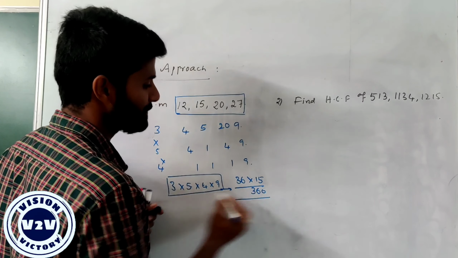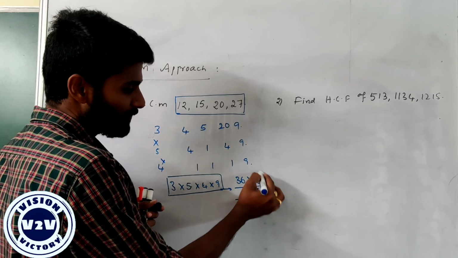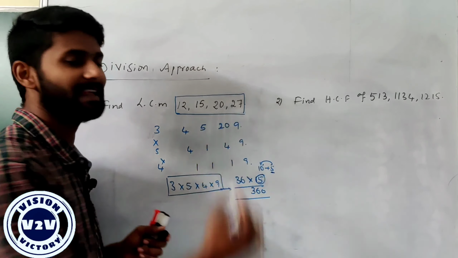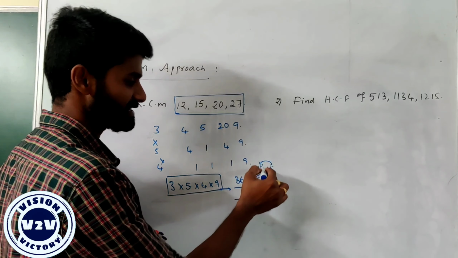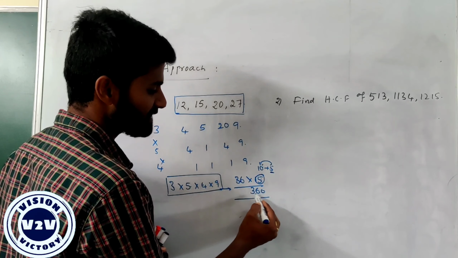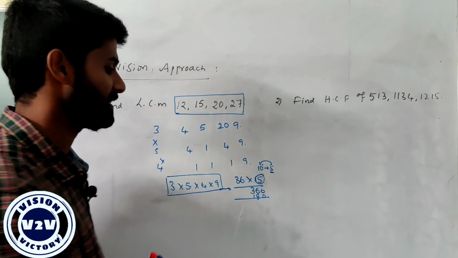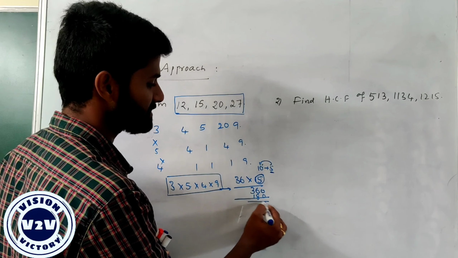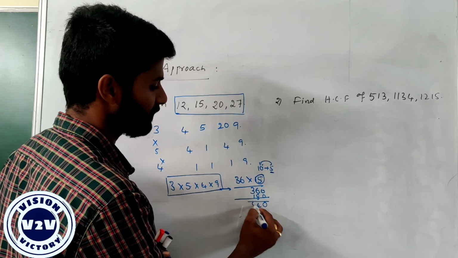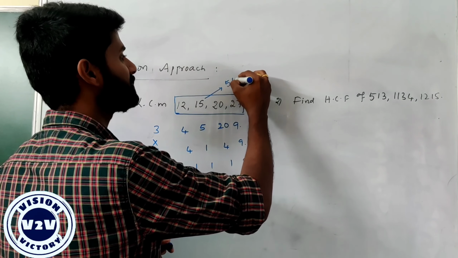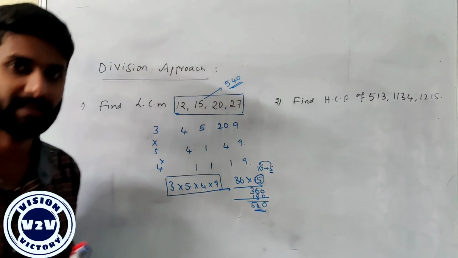360. Again, 15 can be considered as 10 plus 5. So 5 is half of 10. It means 36 tens are 360. 36 fives are half of 360, exactly equal to 180. If we add all these numbers, it gives 0, 8 plus 6 is 14, 540. So the LCM of these numbers is 540.